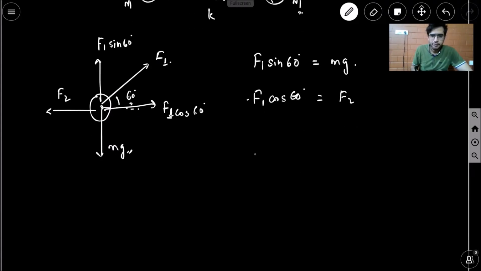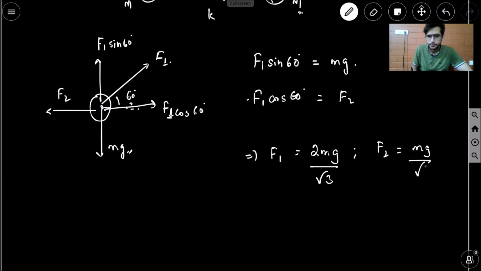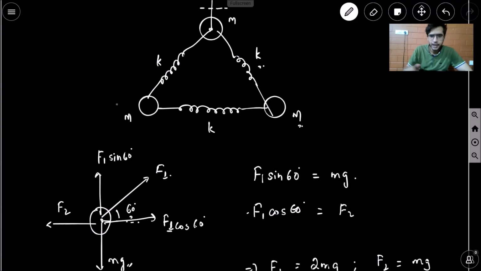So from this, we get F1 value to be equal to 2mg by root 3, and we get F2 value to be equal to F1 cos 60, so it will be equal to mg by root 3. So these are the forces exerted by these two springs, right? And you can now imagine that this spring will also be exerting the same force, because everything about this is identical to this. There's nothing different between these two particles over here. It's a symmetrical situation. So you'll have the same F2 acting over here. Even this spring will exert the same force F1 to keep this particle in equilibrium.